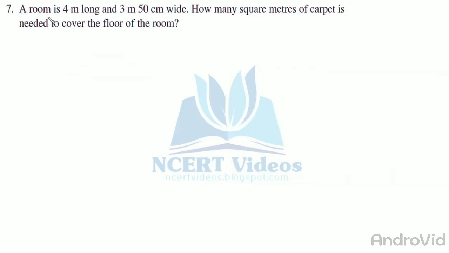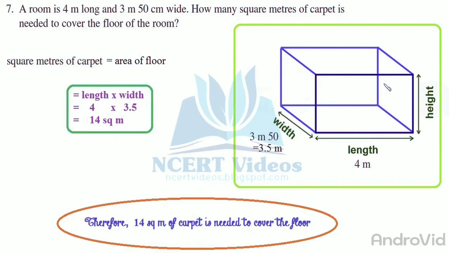Seventh, a room is 4 meter long and 3 meter 50 centimeter wide. How many square meters of carpet is needed to cover the floor of the room? So again, we have the room and we are given the dimensions of length and width, or you can say length and breadth. So length is 4 meter and width is 3 meter and 50 centimeter. Now we will again change centimeter into total meters. So it is 3.5 meter because 50 centimeter equal to 0.5 meter.